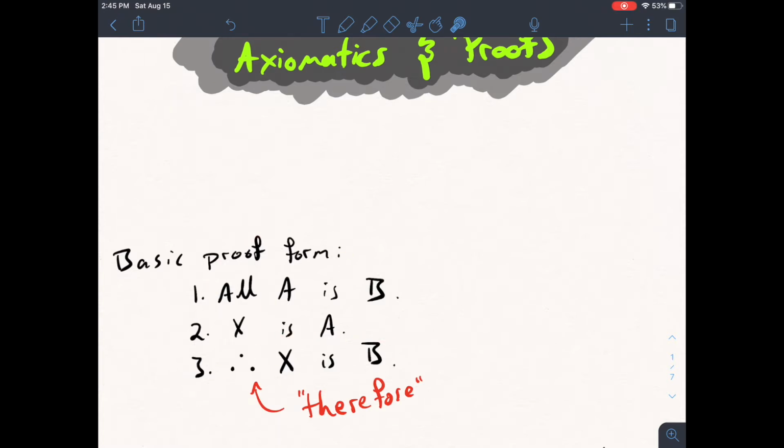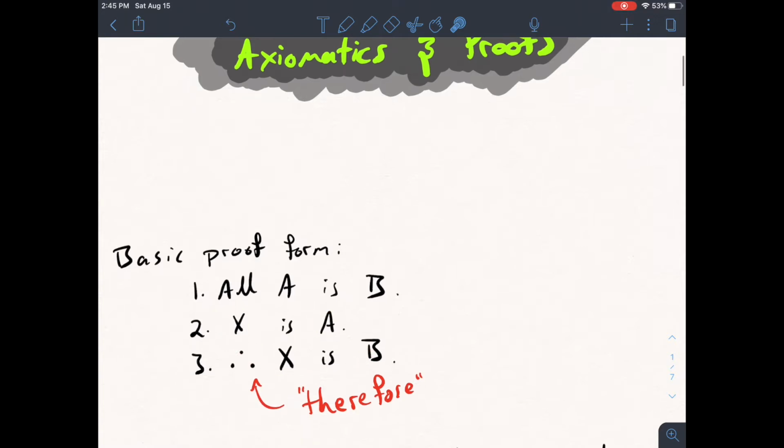We're trying to conclude that X is B, and the way that we do that is we know the fact that all A is B, and then we say X is A, and then conclude X is therefore B.